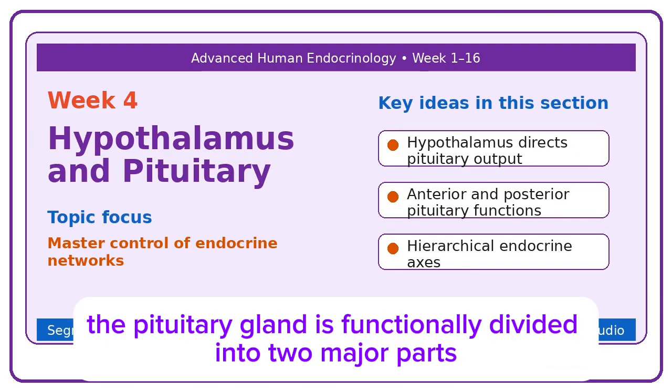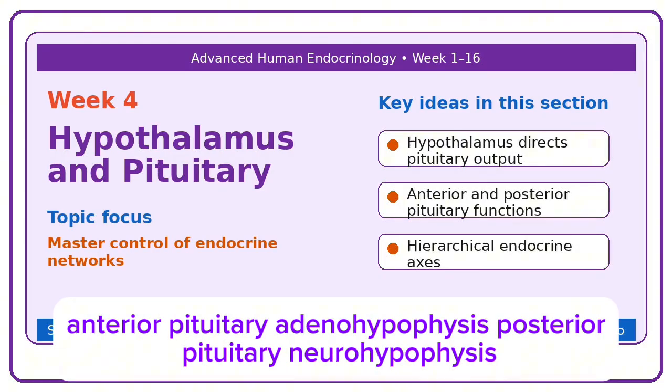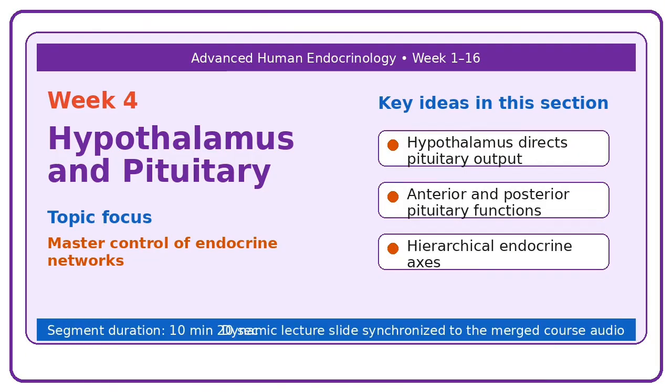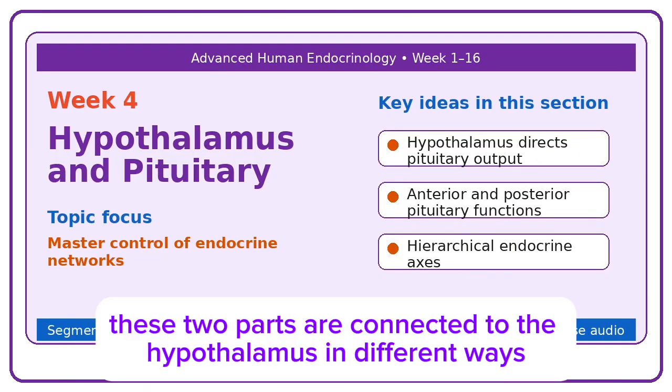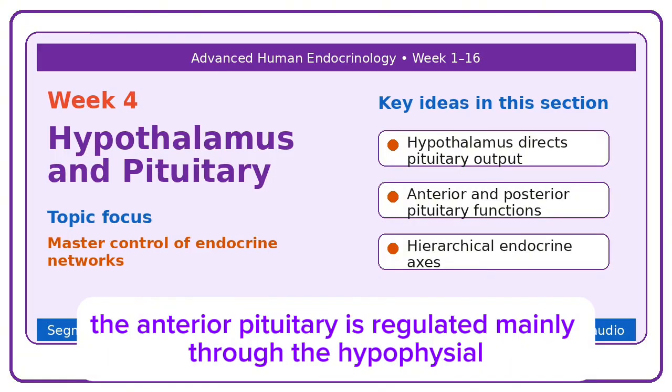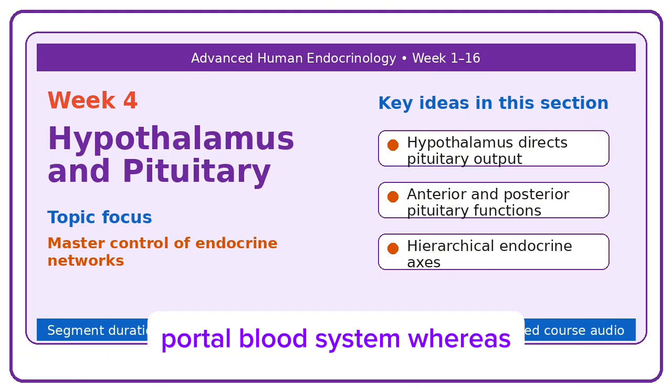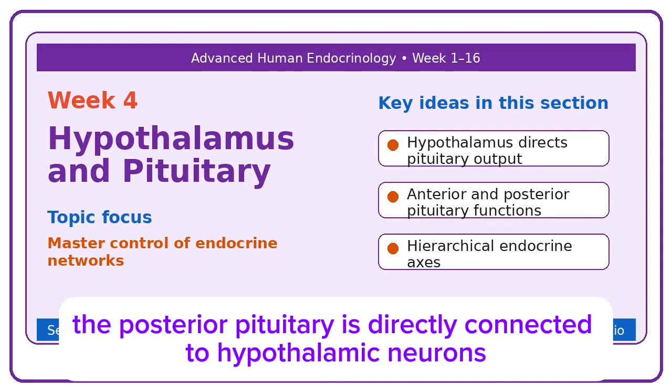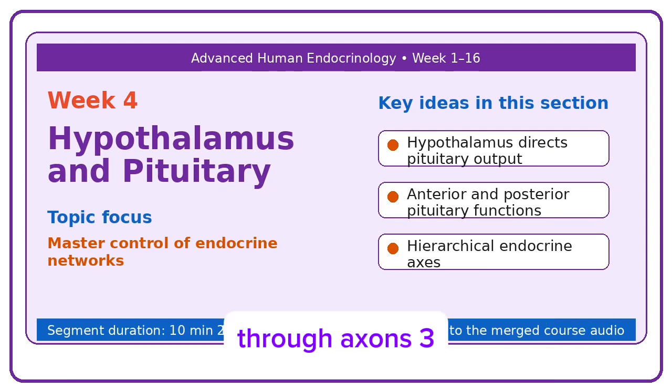2. Structural organization. The pituitary gland is functionally divided into two major parts: the anterior pituitary (adenohypophysis) and the posterior pituitary (neurohypophysis). These two parts are connected to the hypothalamus in different ways. The anterior pituitary is regulated mainly through the hypophyseal portal blood system, whereas the posterior pituitary is directly connected to hypothalamic neurons through axons.